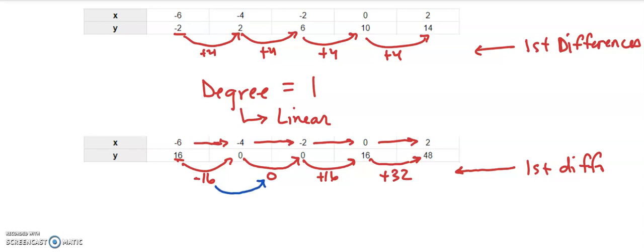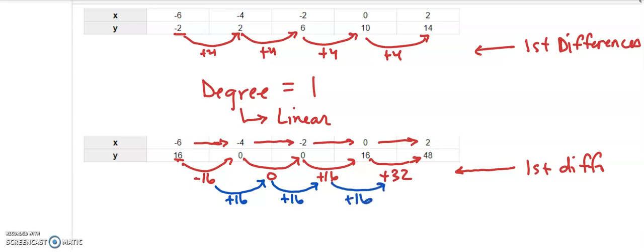So I'm going to say, hey, if I have to go from -16 to 0, what do I have to do? I have to add 16. I have to go up 16. From 0 to 16, also have to go up 16. And from 16 to 32, up 16.